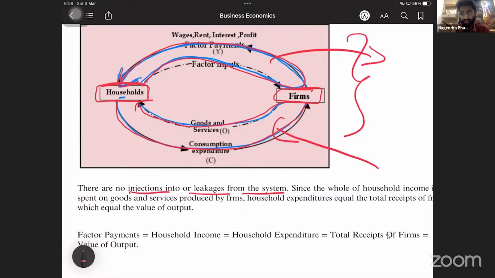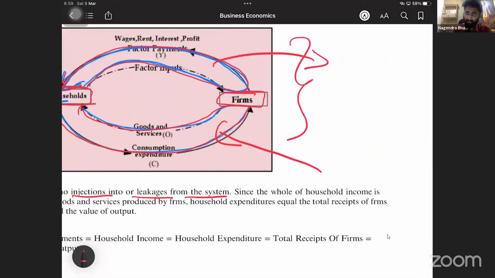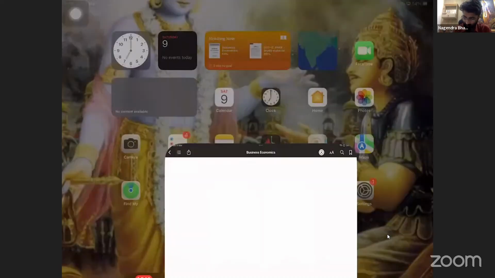Sir, what exactly is the meaning of leakage and injection? In this unit itself, I am going to tell you. In the next sector, the three sector model, we will understand it clearly. What is injection? What is leakage? When government enters, there is injection and there is leakage. See, I'll clarify it now, so later you have a good understanding of this injection and leakage. Listen.